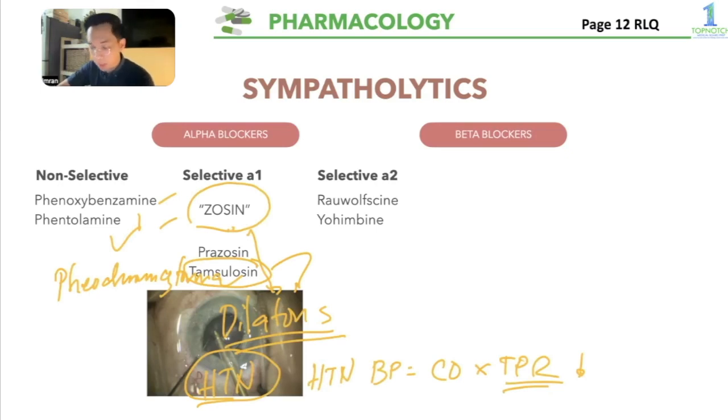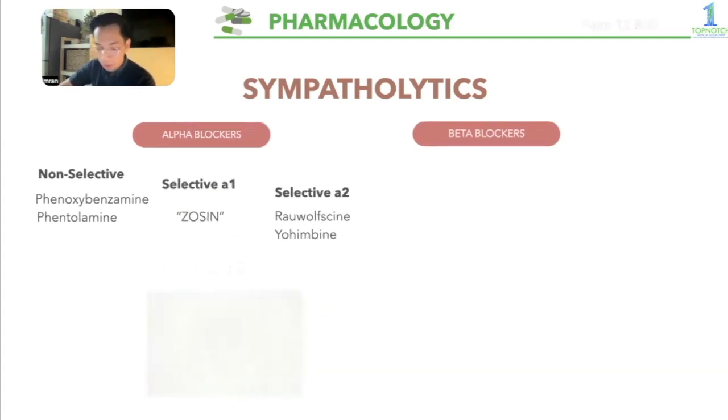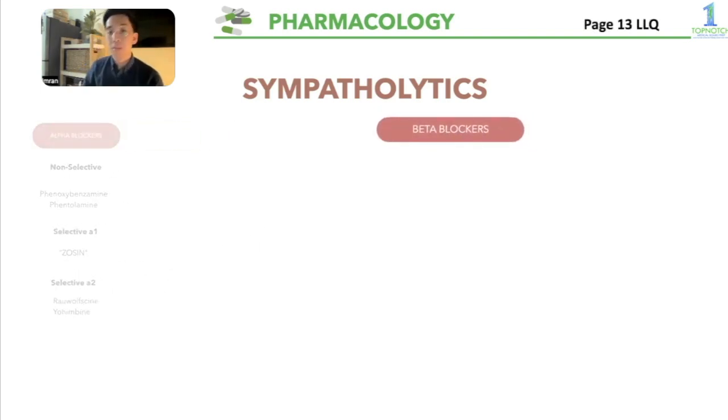Okay, one important thing to note, di ba? Kung ang alpha-1 blockers ay -zosin, ano nga ang alpha-1 agonist? -Zoline, di ba? Oxymetazoline, di ba? Xylometazoline. Kapag blocker, it's -zosin: prazosin, tamsulosin, doxazosin, mga ganyan. Okay? So those are your alpha-1 blockers. Okay, next. So punta naman tayo sa mga beta blockers natin.